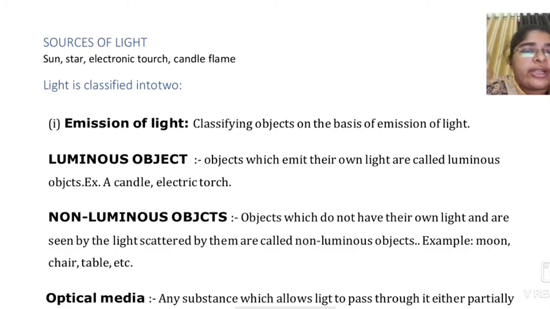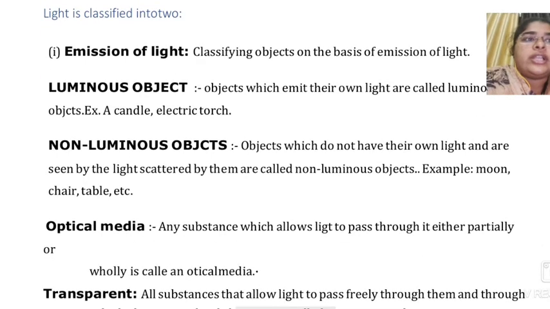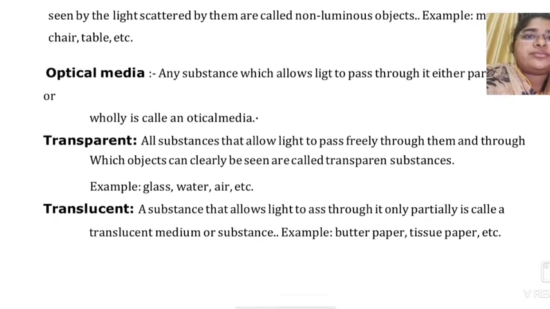Next is a chair, a table. They have no light of their own, but whenever sun rays, torch rays or candle flame rays fall on the chair or table, we can see these objects. So this type of object is called a non-luminous object.